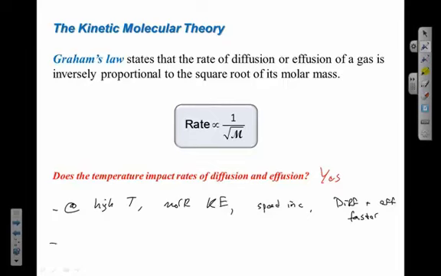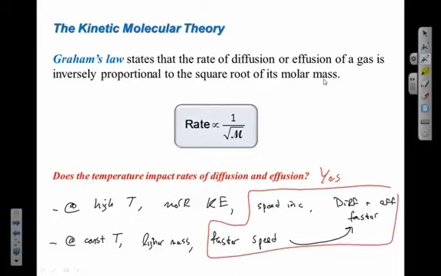We can also say if the temperature is constant, then we look also at the mass, because if we have lighter mass or less mass, we have a faster speed, and so we have faster rates of diffusion and effusion. Ultimately, the rate of diffusion and effusion is determined directly by the individual speed of the particles. So what speeds up the particles? A higher temperature or having a lighter mass. And that's what makes them effuse or diffuse faster.